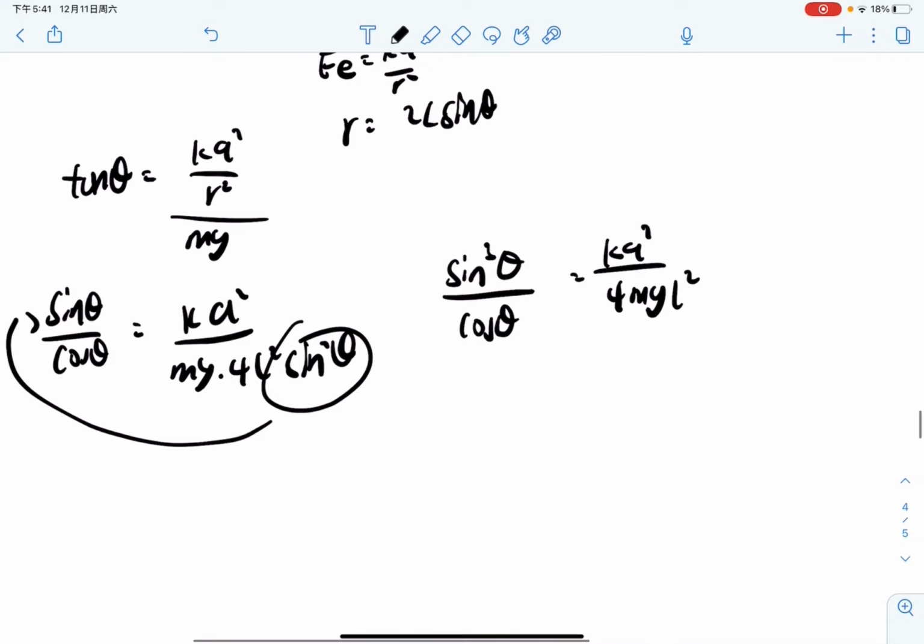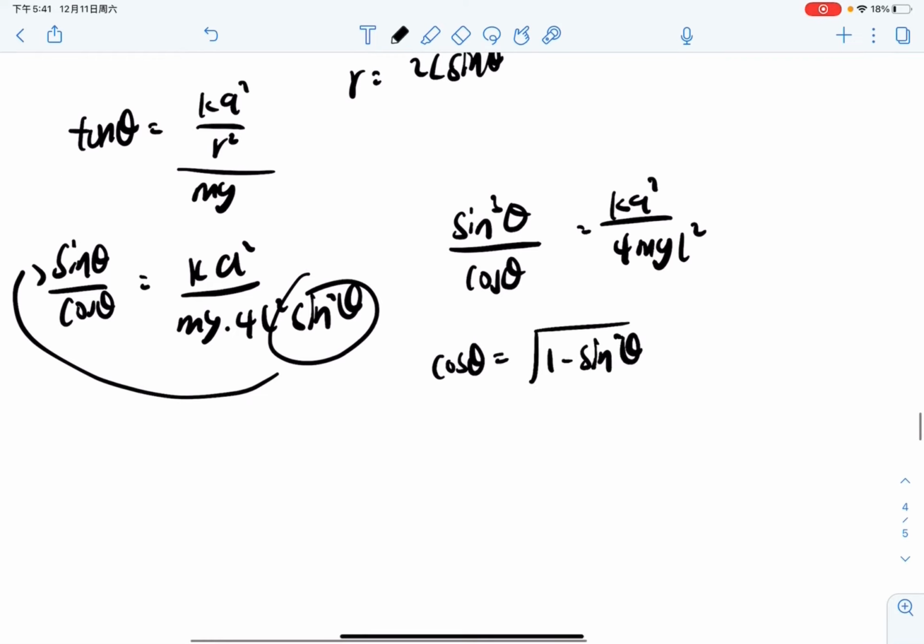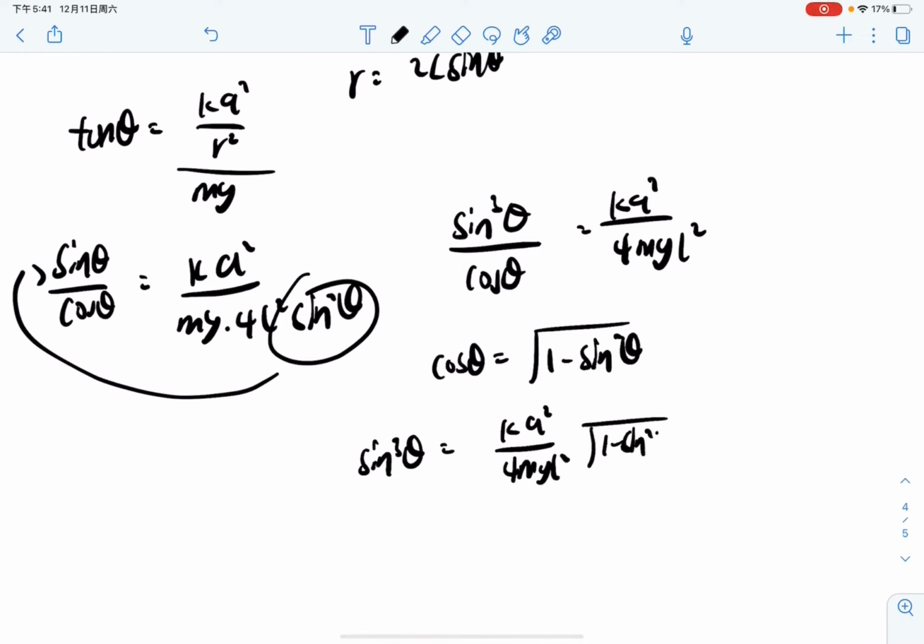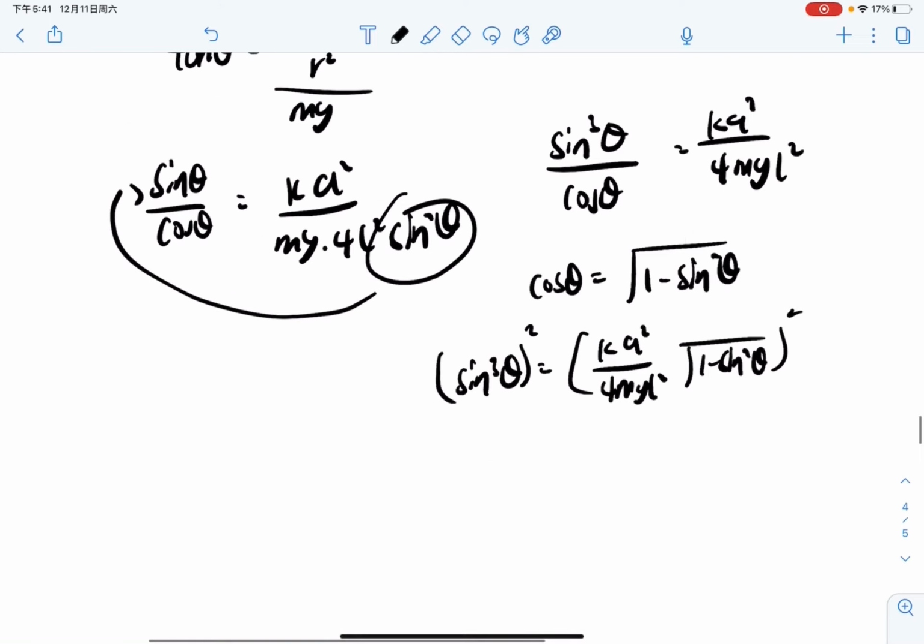And by using cosine squared equal to 1 minus sine squared, and moving that to that side, you have kq squared divided by 4mgL squared is equal to 1 minus sine squared, and you just square both sides, and you will eventually get sine theta.